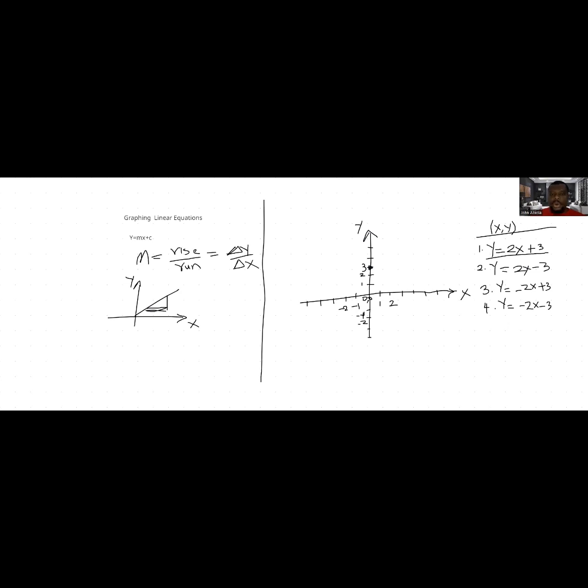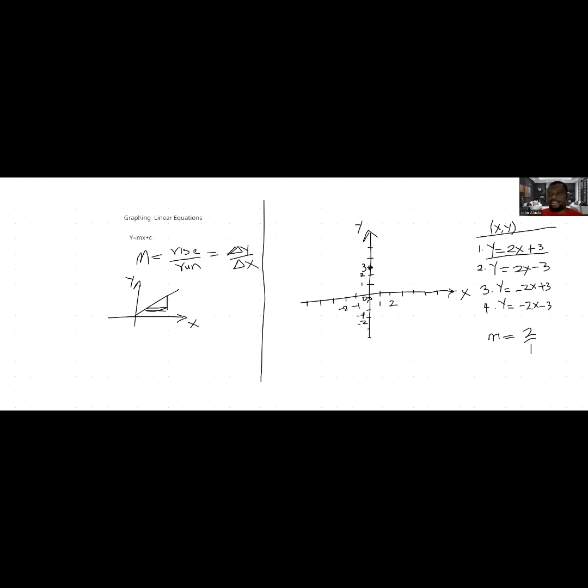Now, the slope, as we said earlier, is what? Rise over run. So the slope in this case, positive 2, we can write as 2 over 1. 2 over 1 is still 2. So we want to put it in terms of changing y over changing x. This implies that from the y-intercept, from this 3, we'll go up 2 points, a rise of 2 and a run of 1.